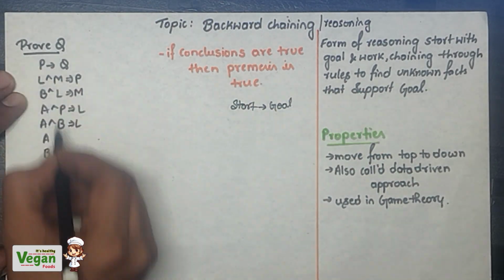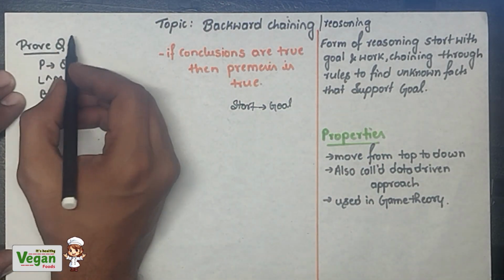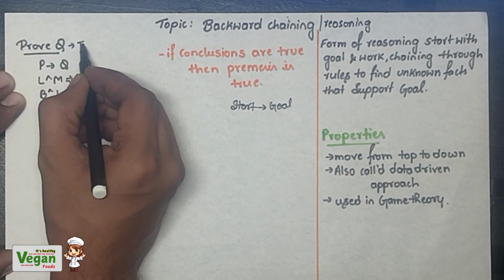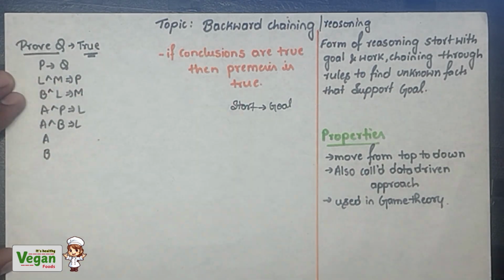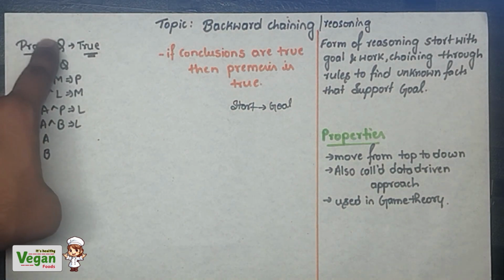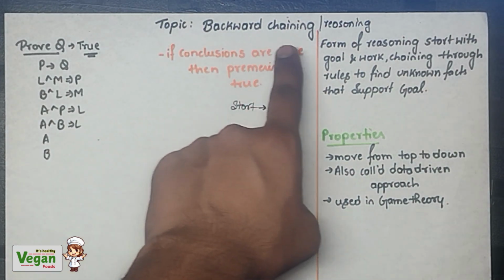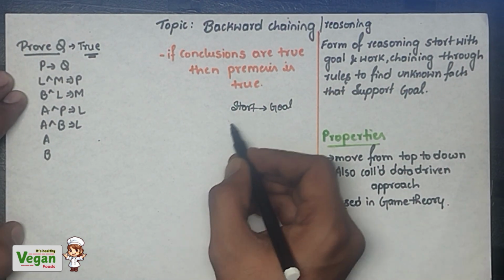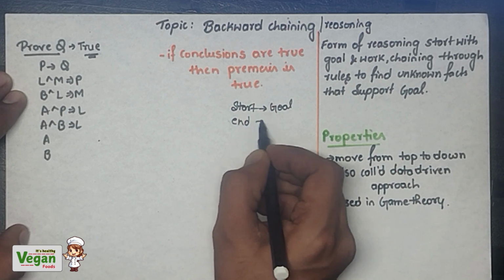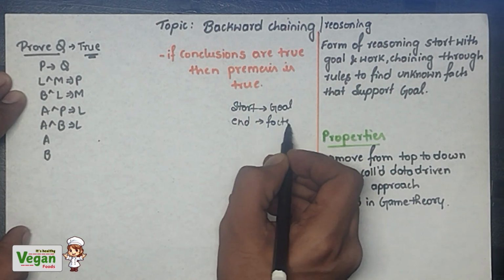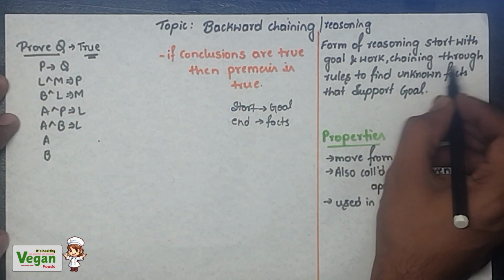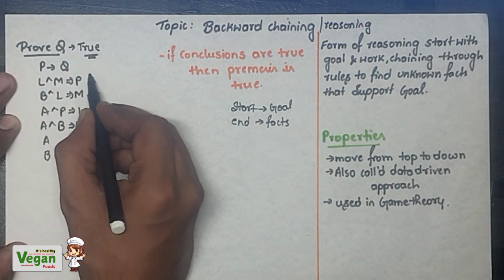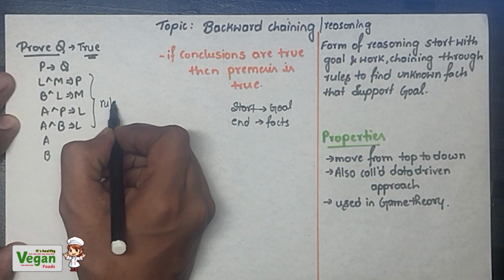Here, what is the goal in the given question? Prove Q. So what we must do is make Q true. We must prove Q as true. That is the goal state where the problem will start. In backward chaining, we go through rules to find the unknown facts. That is, the end will be at the facts, using the chaining rules.